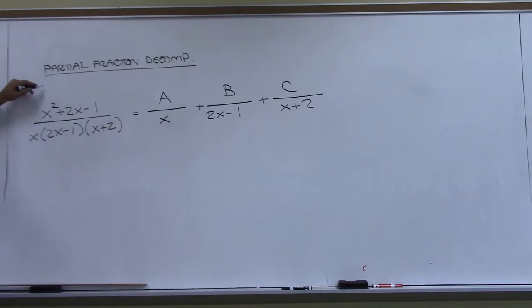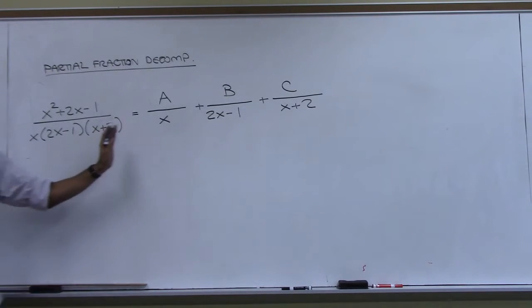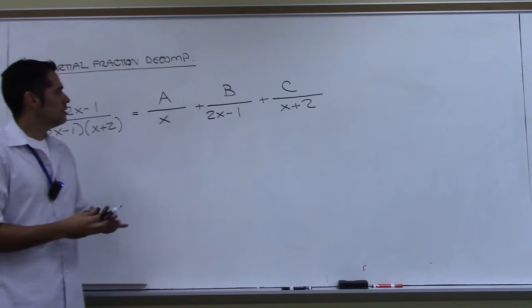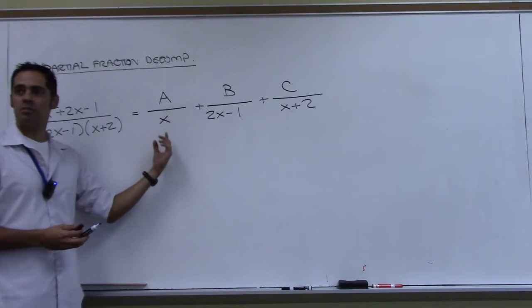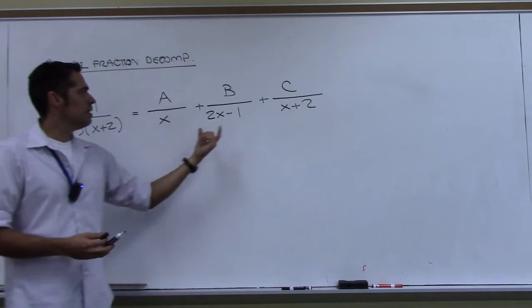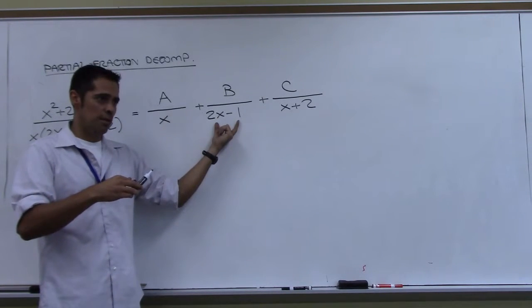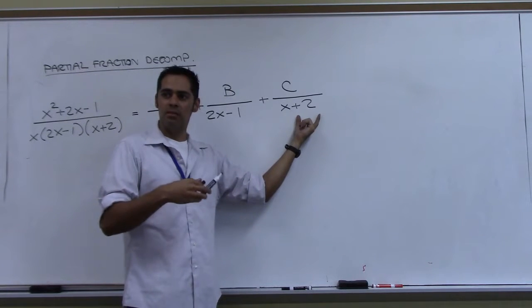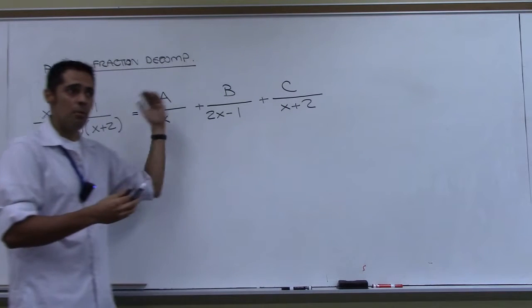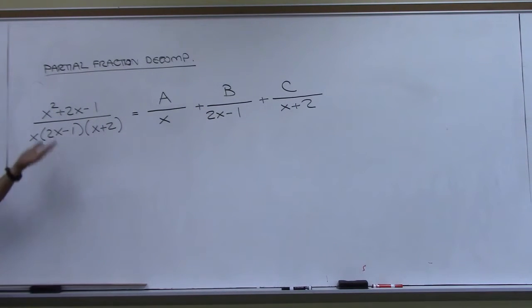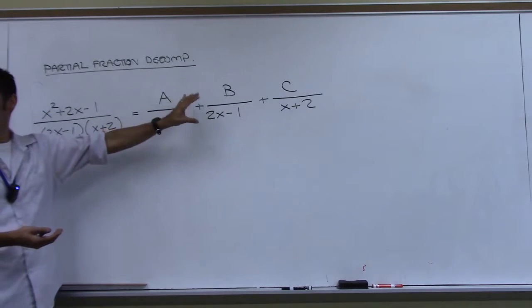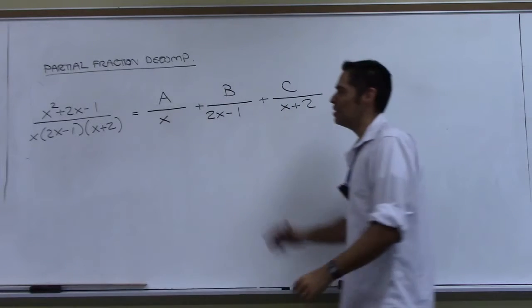If you're trying to integrate this, which is what we're trying to do, and that looks like a disaster, why would we prefer to integrate this? Yeah, and that's a number, right? Pop it out. That's a natural log. Natural log x is the antiderivative of this. The antiderivative of this is 1/2 natural log of 2x minus 1. And the antiderivative of this is natural log of x plus 2. And we're done. If we can just figure out what A, B, and C are, we're done. That's why the partial fraction decomposition is important to us, because it makes this terrible thing, this monster, become that. But that's so much easier to deal with than that is.